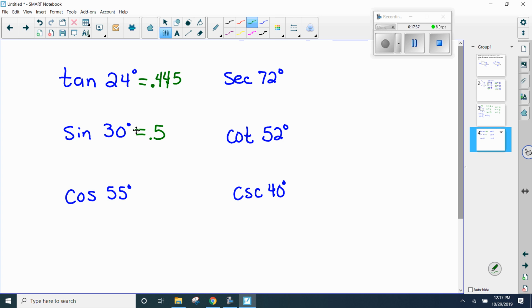The next thing, cosine of 55. They're asking what's the relationship between what two sides? Adjacent and hypotenuse. So you're going to hit the cosine key, you're going to hit 55, you hit enter, and what are you going to get? 0.574 if you round it to 3 decimal places.